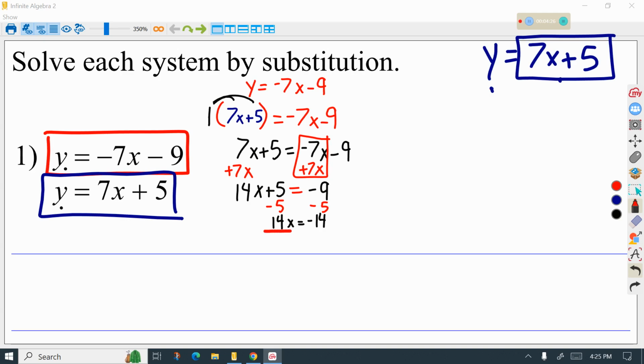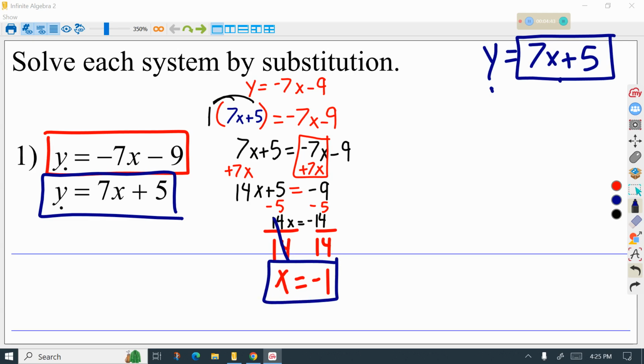We go divide both sides by 14, and then we'll end up with x equals negative 1. Again, don't forget these 14s cancel out, right? And negative divided by a positive is a negative. So we got negative 1 right here, okay?